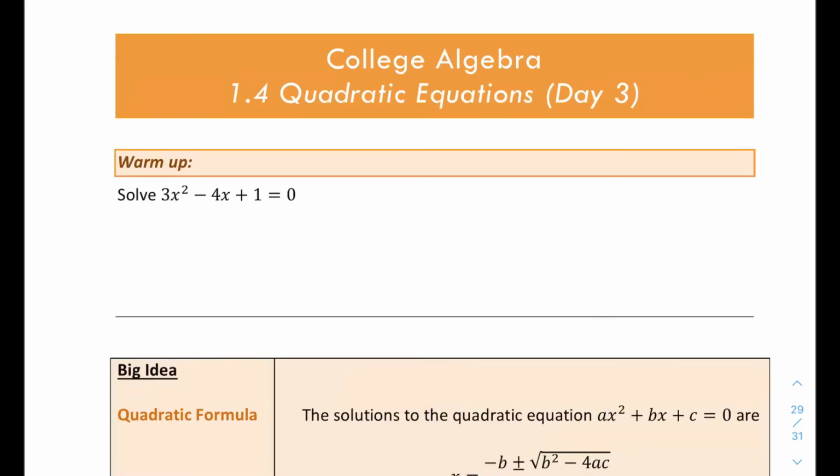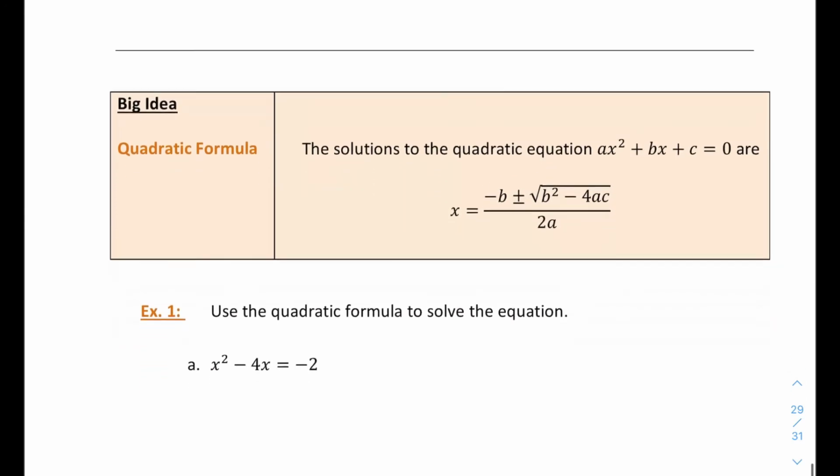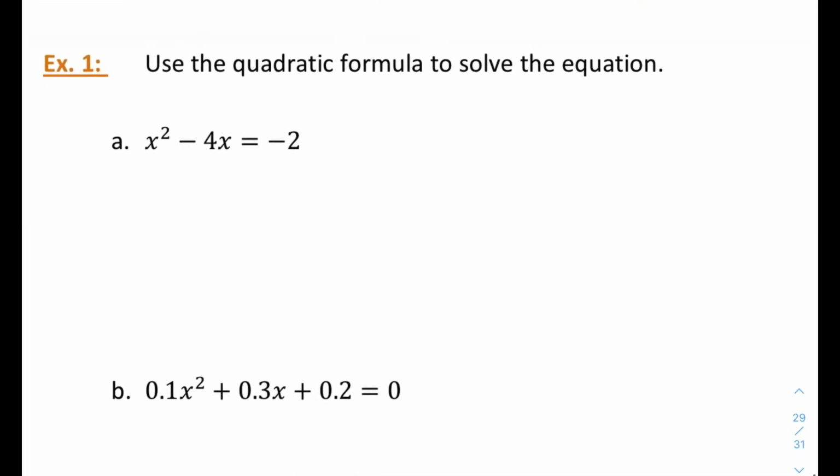We've talked about solving quadratics by factoring and by completing the square. The last method we're going to look at is using the quadratic formula, which comes from completing the square. So if you remember your quadratic formula, it's x equals negative b plus or minus square root of b squared minus 4ac all over 2a. Yay, you guys love my singing, I know. So we're going to solve this one.